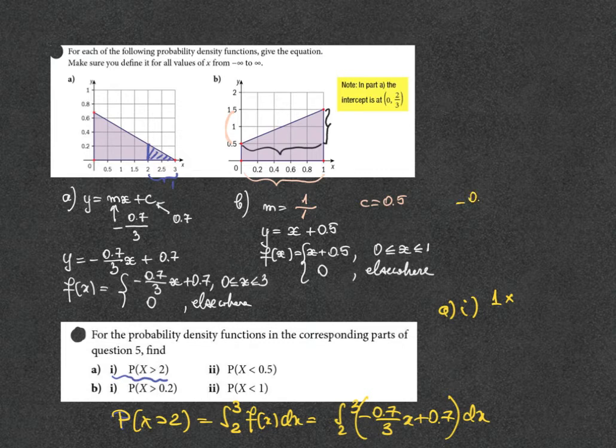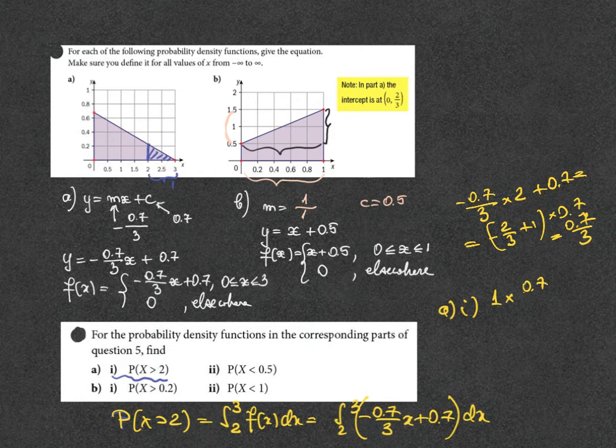The height is minus 0.7 over 3 times 2, because it's f of 2, plus 0.7. So it's minus 2 over 3 plus 1. You can use a calculator, times 0.7. So it's 0.7 over 3, over 2. So it's 0.7 over 6. So it's 7 over 60. Yeah, and that's the answer in I.